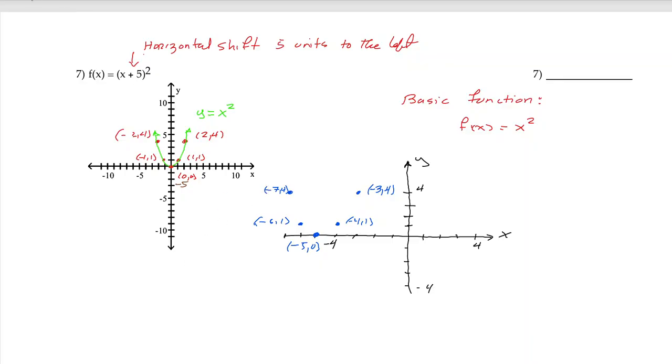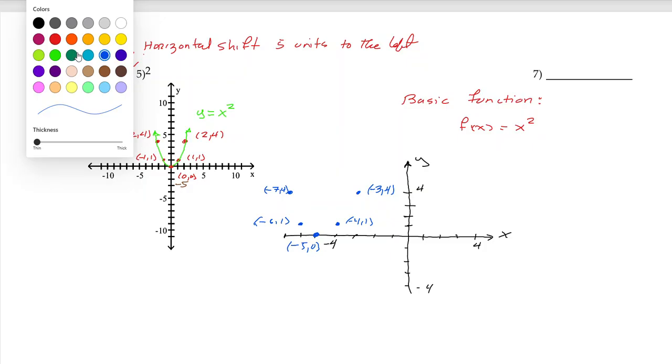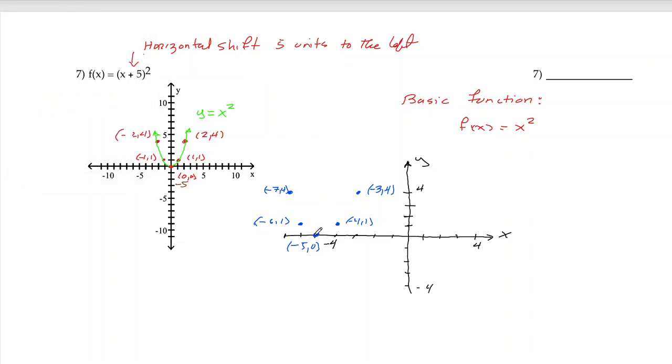So that means that your new graph will be passing through the points minus 5, 0, minus 4, 1, minus 3, 4, and also minus 6, 1 and minus 7, 4. So this one is going to be your graph of y equals x plus 5 squared.